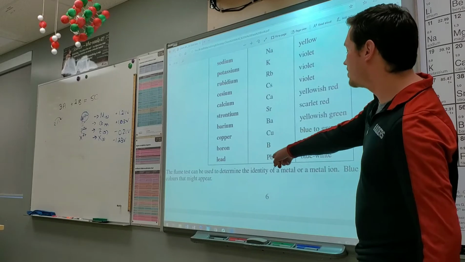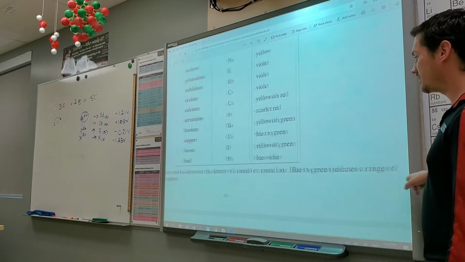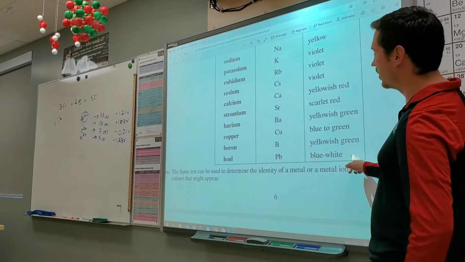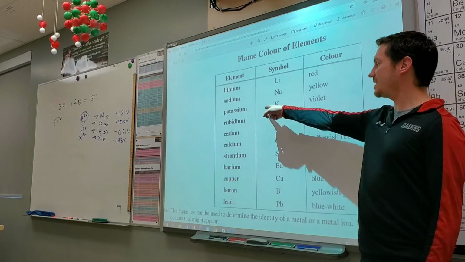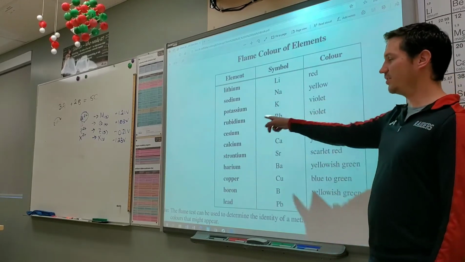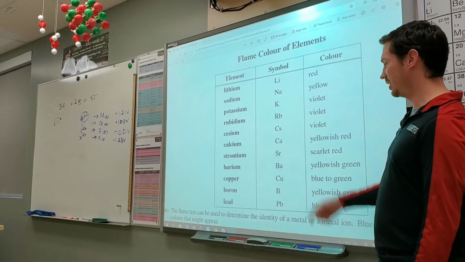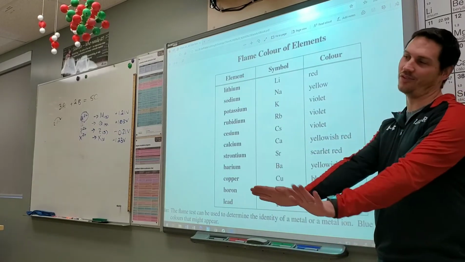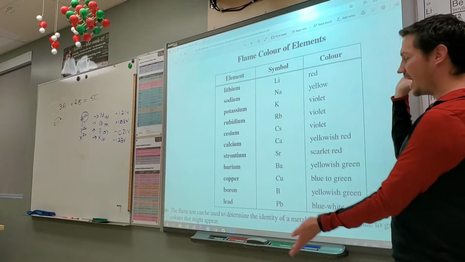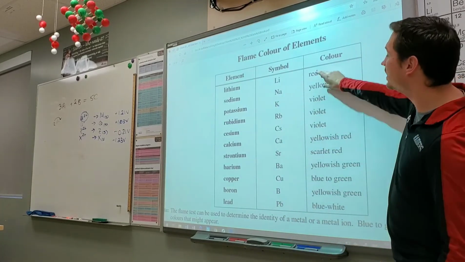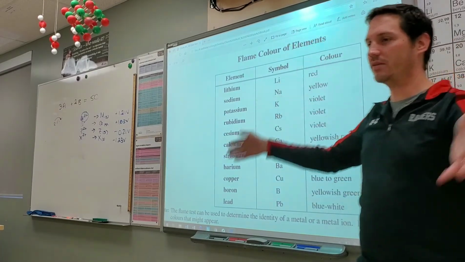Flame tests can be used to determine the identity of a metal or metal ion. Blue to green indicates a range of colors that might appear. Now, here's the problem. What color is potassium? What color is rubidium? What color is cesium? That's not going to be very helpful, is it? But overall, this can be used to distinguish, for example, a yellow flame from a scarlet red flame, that kind of thing.